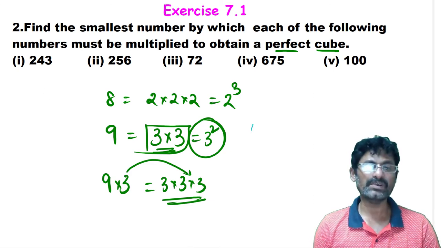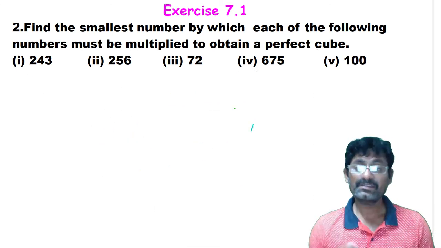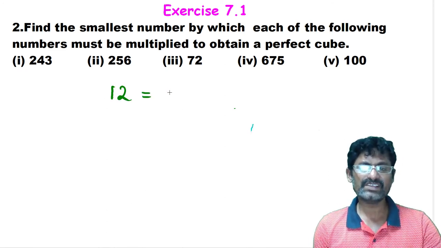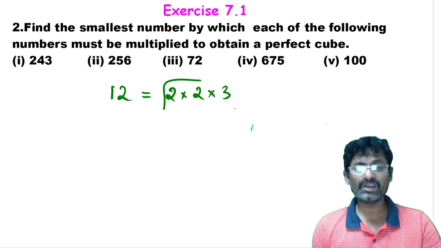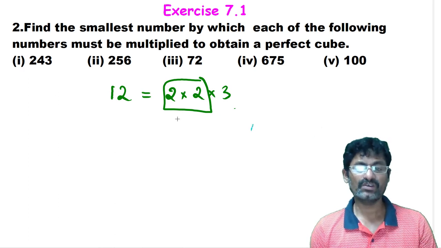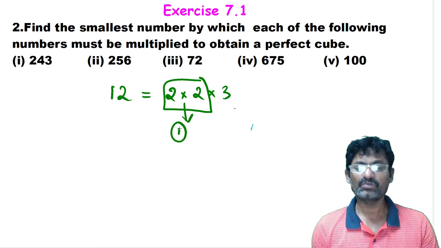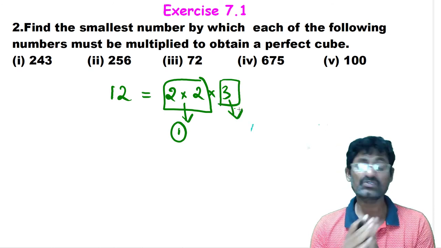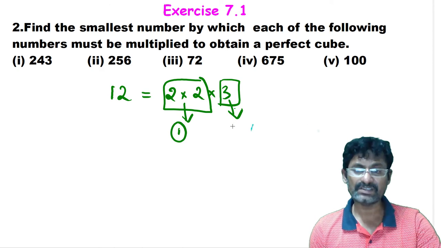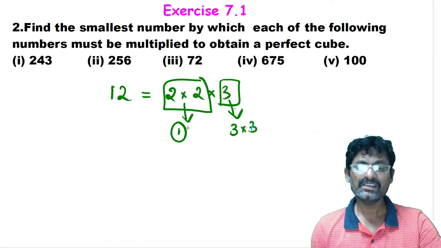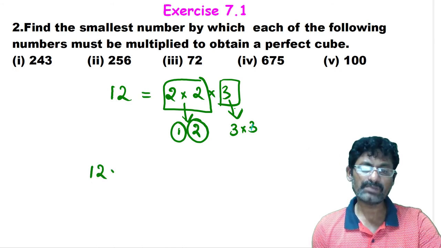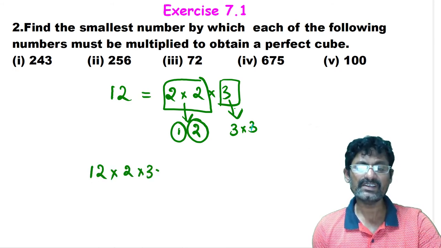Let me take one more example. Suppose if I take 12, so it is not a perfect cube. We can write 12 as 2 times 2 times 3. Now you observe here we have how many 2's? 2 2's we have. To get a triplet we need one more 2. Now here 3 we have just only 1 3. To get a triplet we need 2 more 3's. That means 3 times 3 needed here. In the first case 2 needed here. So 12 is multiplied by 2 and 3 times 3.